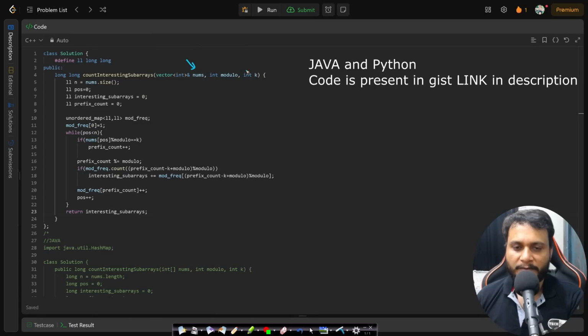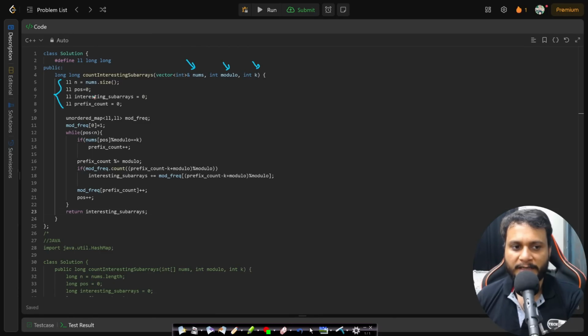In this problem, we are given the nums array, modulo and k value. So these are the variables that I am assigning, and then I will be taking the mod frequency, which is basically your prefix sum and how many times it has occurred. I will be initializing the zero sum frequency with 1 because I will always be starting with prefix sum 0, right? And then I will be processing all the elements one by one.